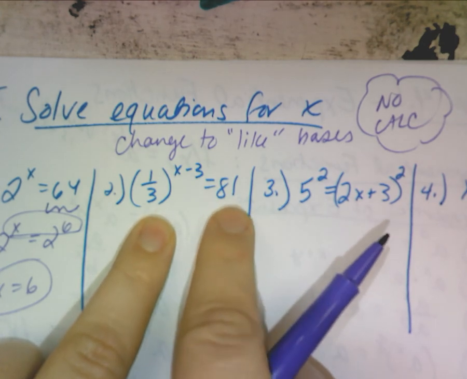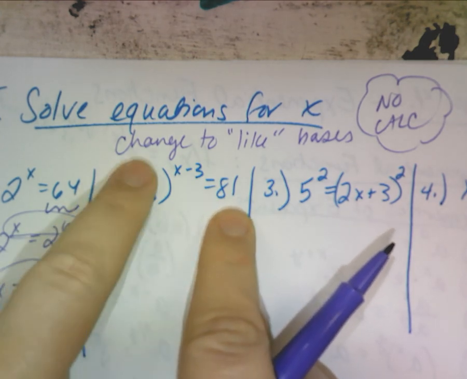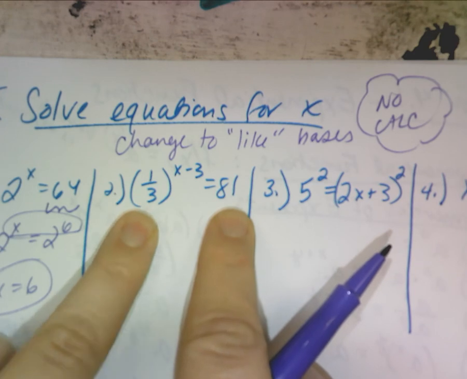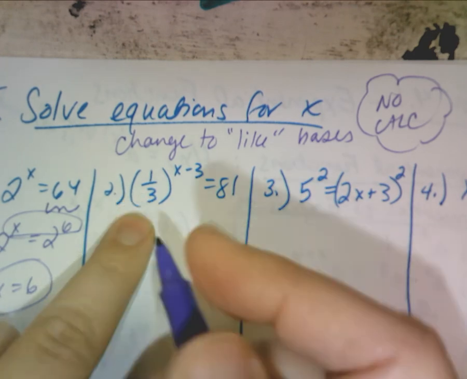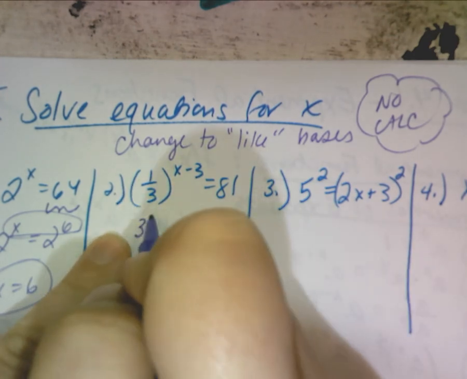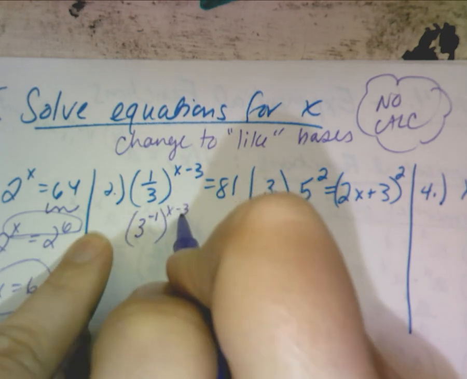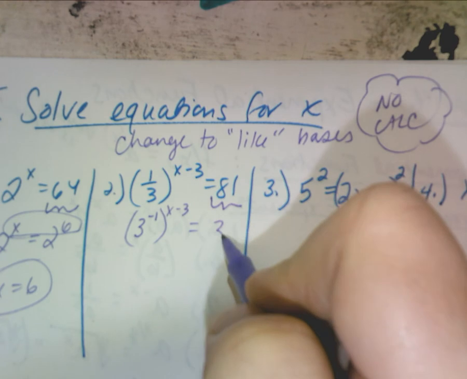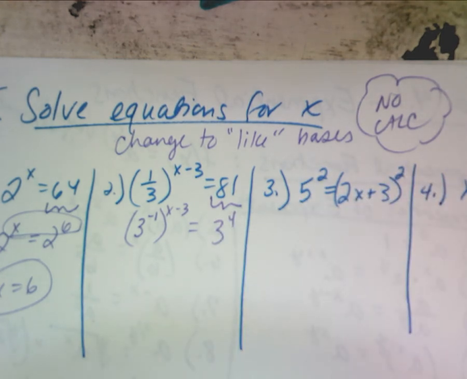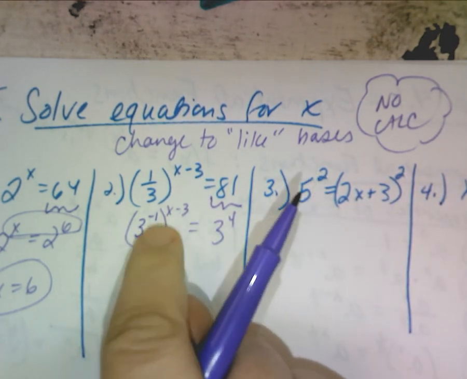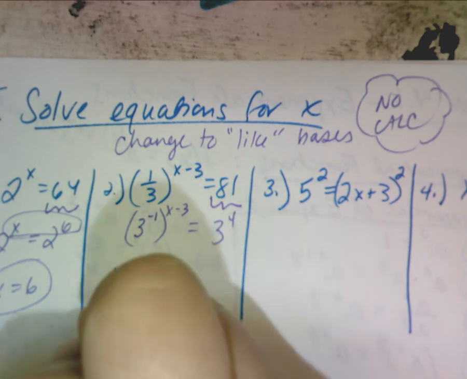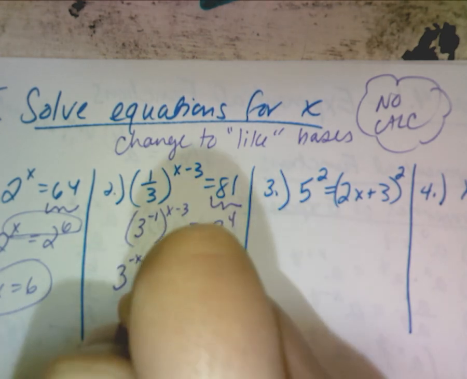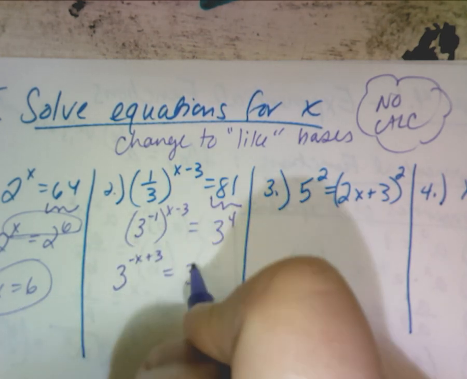All right, let's do the same with this one. 81 can be written as a power of 3. And 1/3 can be written as a power of 3. Everybody forgets that. This is actually 3 to the what? -1 to the x minus 3. 81 is 3 to the 4th. We just saw that on the other side. Power to power, multiply. So this would be 3 to the -x plus 3. And this would be 3 to the 4th.